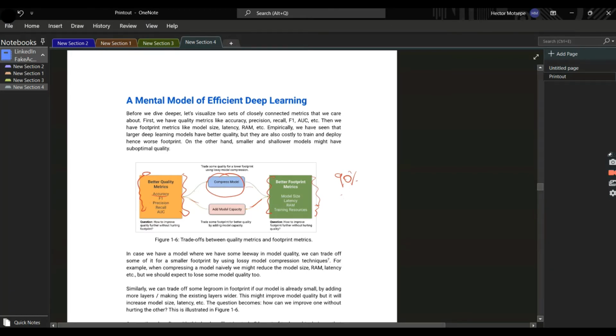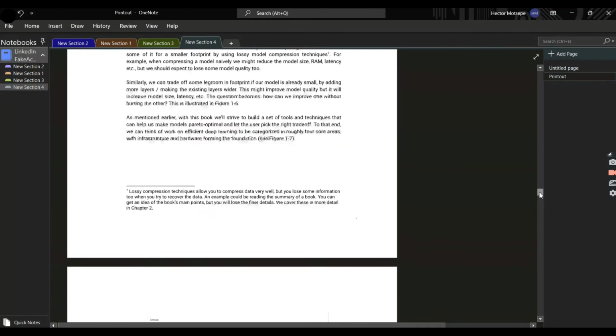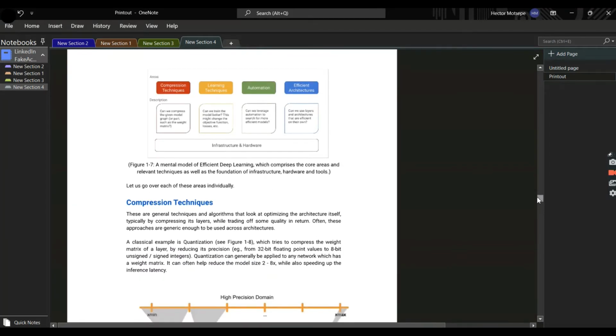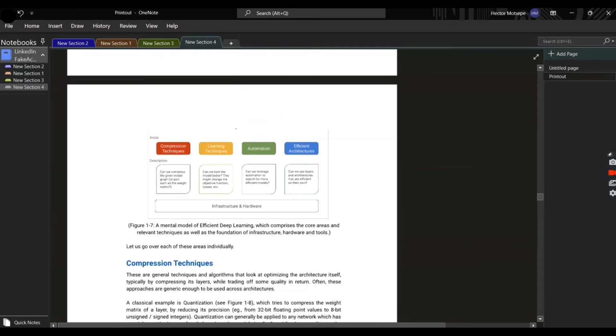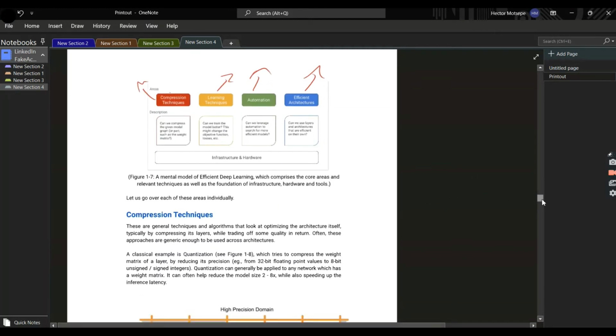But that's the point for the most part: when you apply these compression techniques, they usually come at the cost of trading accuracy, because you're reducing the weights that you learned when you were training your model. Okay, so I like what the researchers have done, or the people who wrote the paper: they've divided this into four, whereby we have compression techniques, learning techniques, automation techniques, and efficient architecture, which we're going to cover in more detail in this session. The first one we're going to look at is compression techniques.